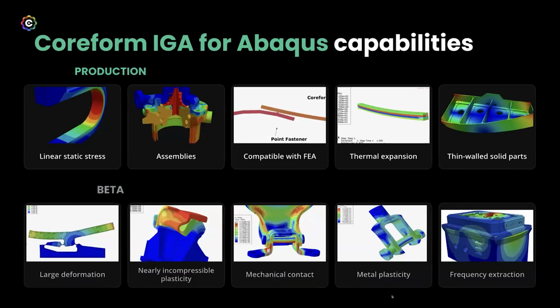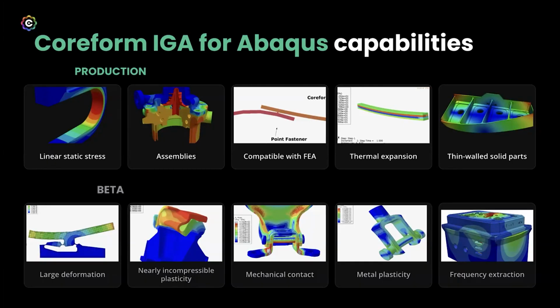As far as the capabilities go, we have some production capabilities today, but the way that we built this out, because we're using UEL and UMAT, as we add functionality to Coreform IGA for Abaqus, different features are becoming available immediately for you to test out and try.